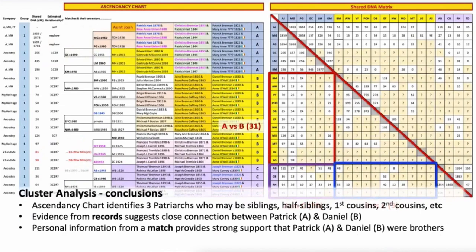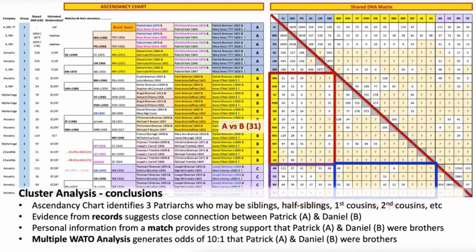These recollections from the 1940s from one of my match's grandparents was quite convincing in that regard. And lastly, the multiple WATO analysis generated odds of about 10 to 1 in the compound analysis that Patrick and Daniel were brothers.